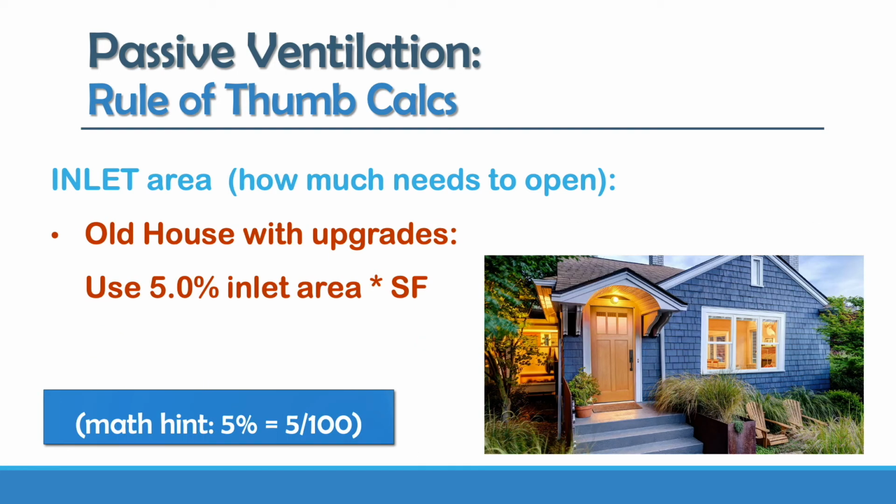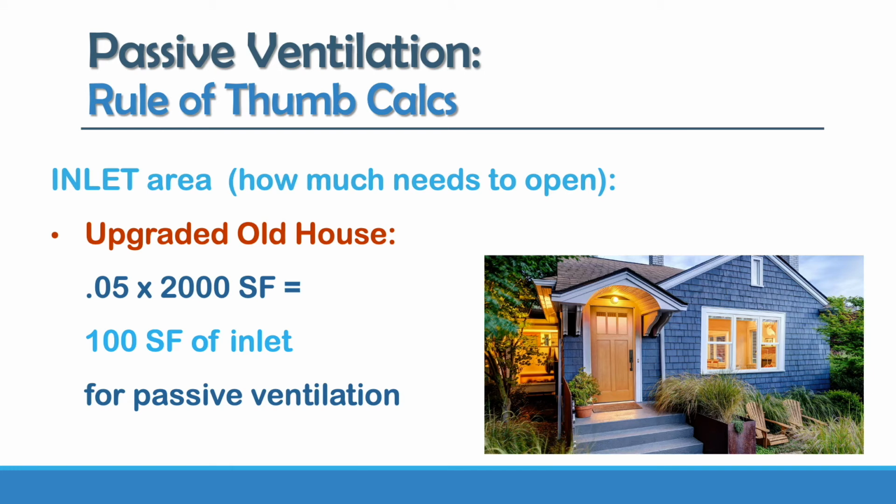For an older house that's had upgrades, so there are new windows and doors, insulation, maybe some other caulking and weather stripping, we use 5% as our number. So instead of 2.5, we use 5%. In this example, using the same square footage of 2,000 square feet, 5% of 2,000 square feet gives us 100 square feet of inlet that would be required for passive ventilation of the total house.